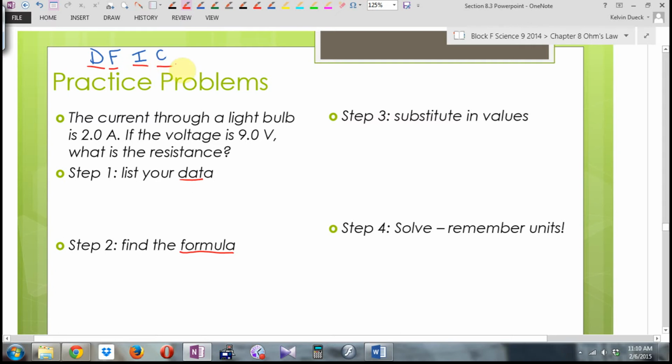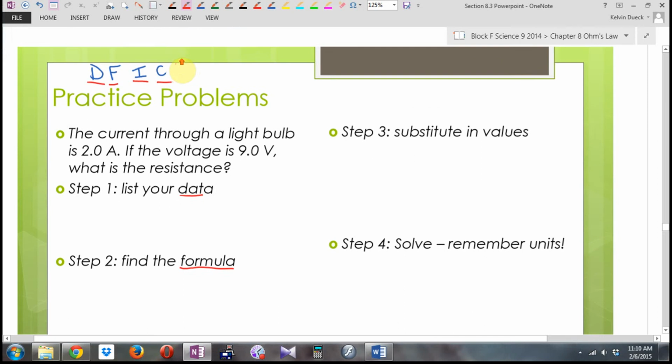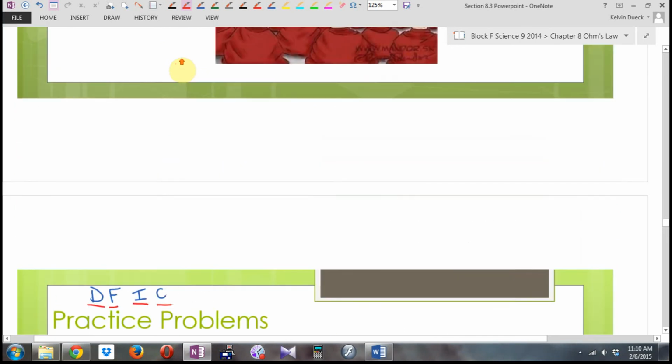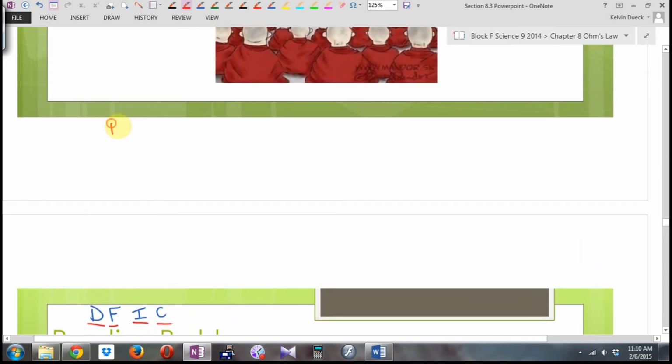At the top, right above examples, if you want to, you can write data, formula, insert. Yeah, we turned the page.